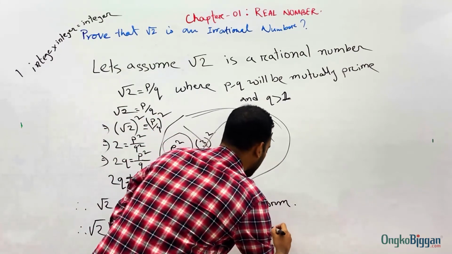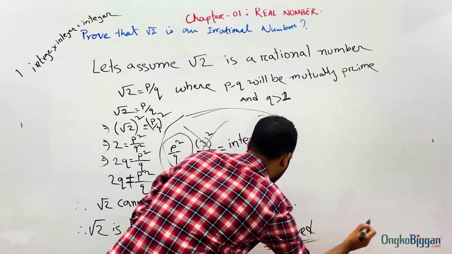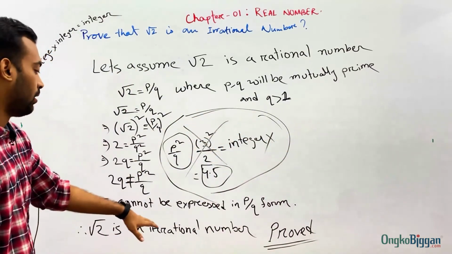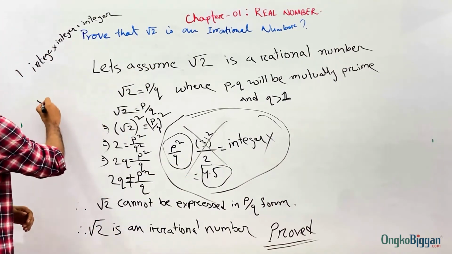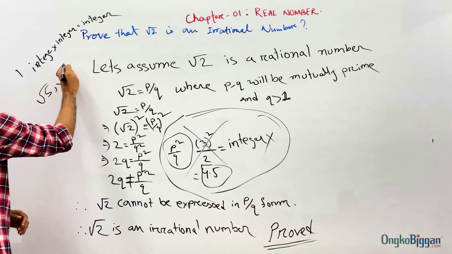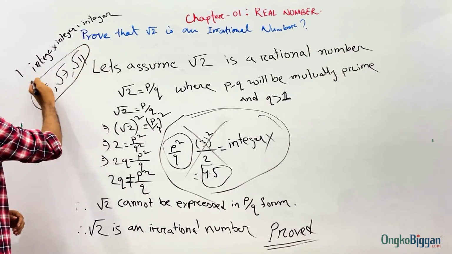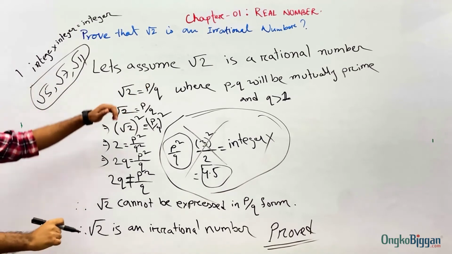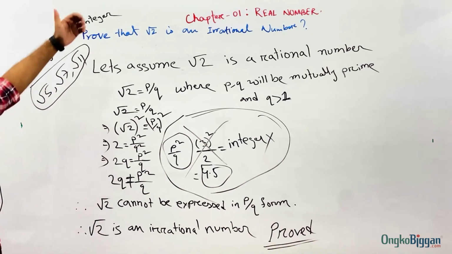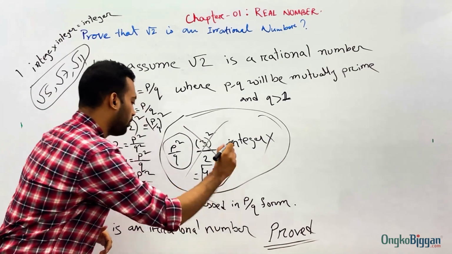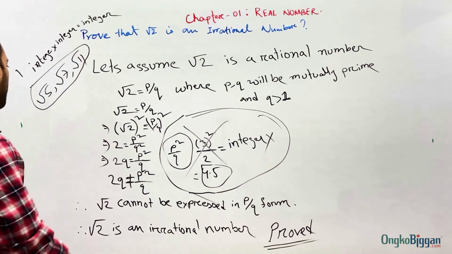So we have just proved that root 2 is an irrational number. It can be any number given in your exam, like root 5 or root 7 or root 11. You're going to follow the same process. The process will be the same. We're just going to assume at first, and then we're going to do the rest of the calculation. If our calculation is right, we're able to prove that these are irrational numbers. So this is what it is.